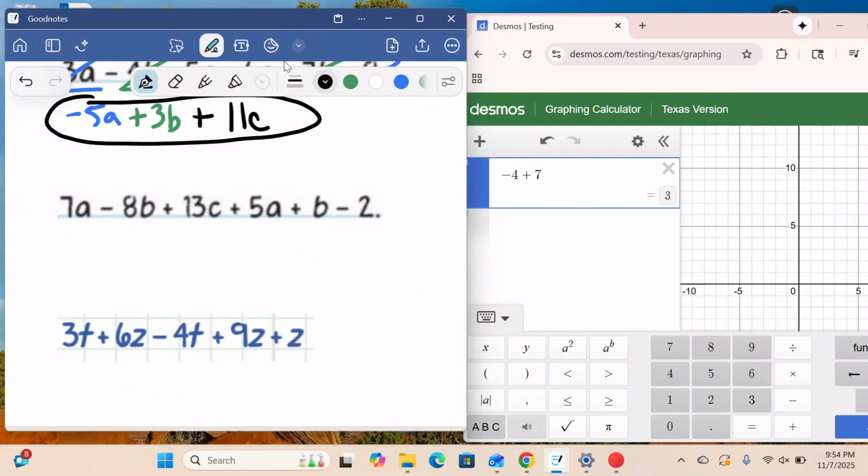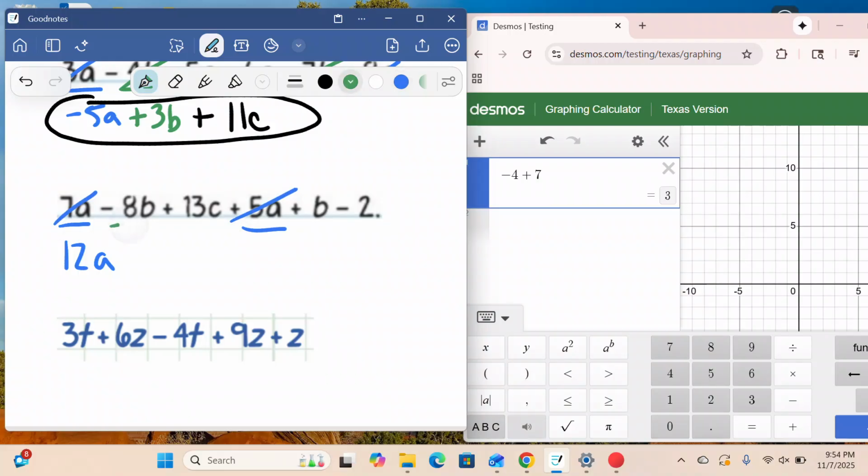So if you look at that, you are combining like terms. So once again, 7a, positive 5a. I don't need Desmos for that, but again, if I don't know how to add, all I have to do is add 7 plus 5 on Desmos, and it gives me 12a. I don't have any more a's. I can go ahead and scratch those out.